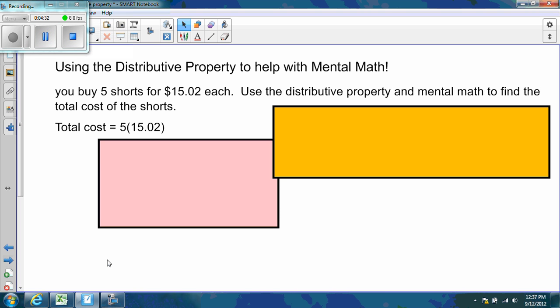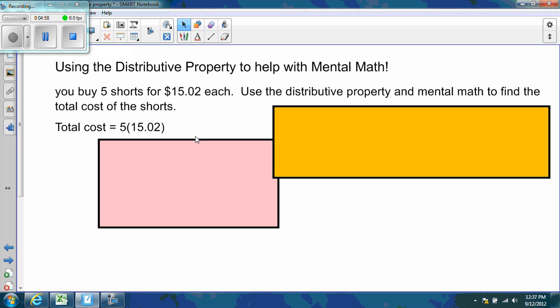So one of the benefits of the distributive property is it really can help you with mental math. So for example, here's a problem that may be more difficult to do if you didn't use the distributive property. So you buy 5 shorts for $15.02 each. Use the distributive property and mental math to find the total cost of the shorts. So we have 5 times $15.02.